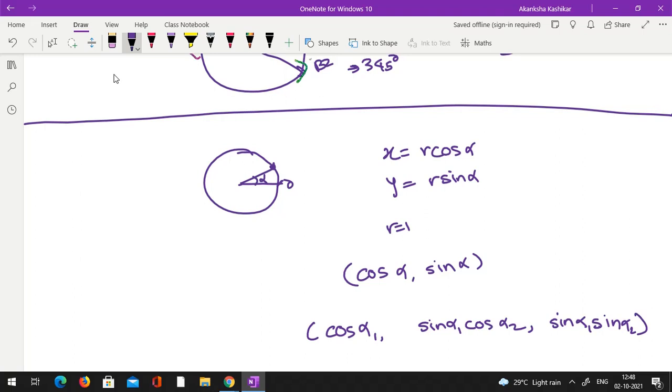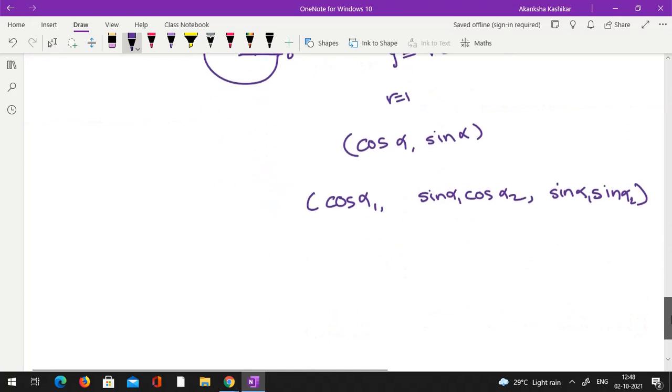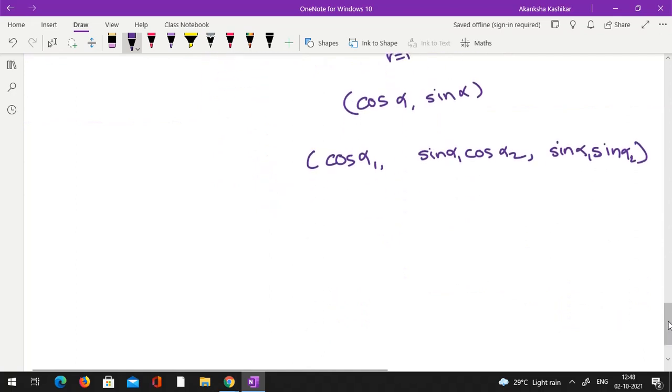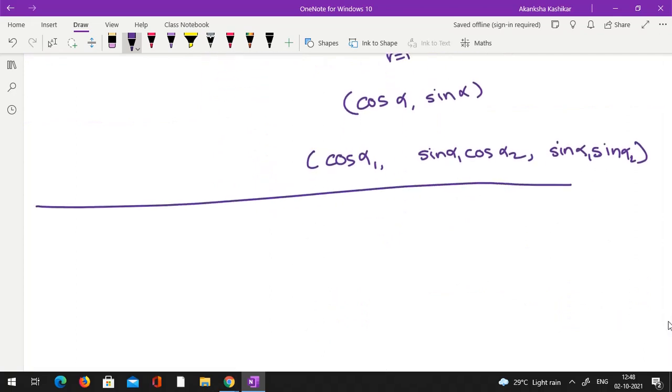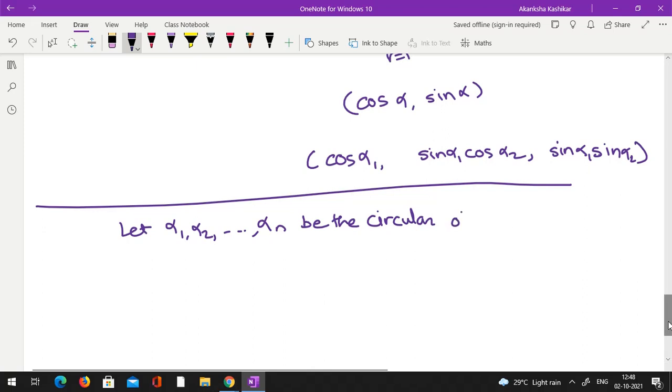So what we are saying is now any point we will represent by cos and sin of that point's angle. So suppose alpha 1, alpha 2, up to alpha n are the circular observations recorded in terms of their angles.